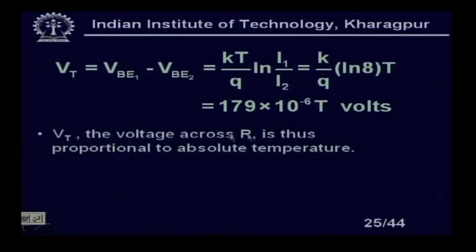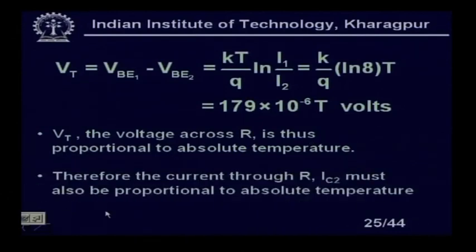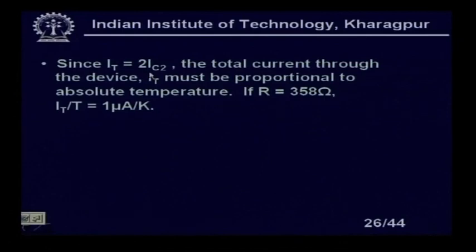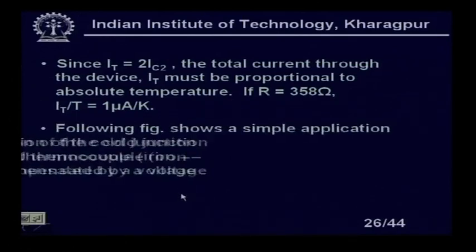Now, Vt is the voltage across R and is thus proportional to the absolute temperature. Therefore, the current through R, that means IC2, must also be proportional to the absolute temperature. Since IT equals 2 IC2, the total current through the device IT must be proportional to the absolute temperature. If R equals 358 ohms, then IT by T will be 1 microampere per Kelvin. So using this property, people are making cold junction compensation.